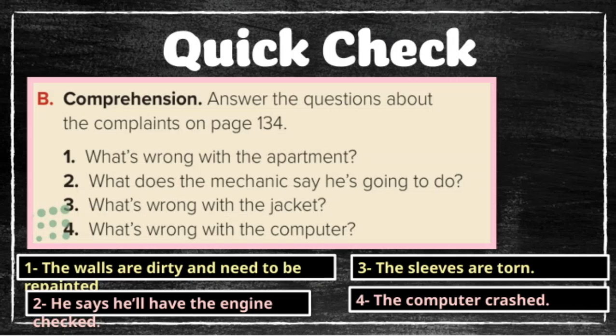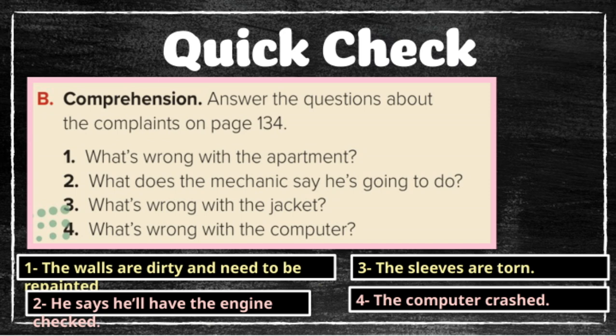Let's walk through some common issues we might encounter. First, the computer crashed. This can be a major disruption, but it's important to know how to troubleshoot and prevent future crashes. Next, we have torn sleeves, which might seem minor, but they can reflect on the overall condition of equipment or clothing that needs attention.